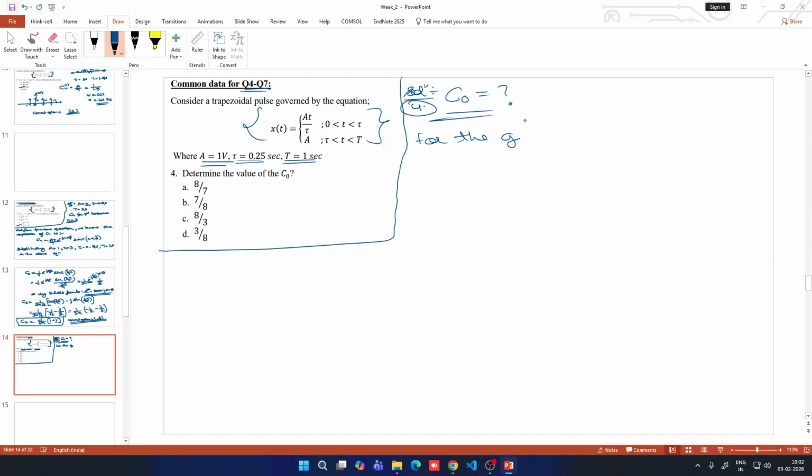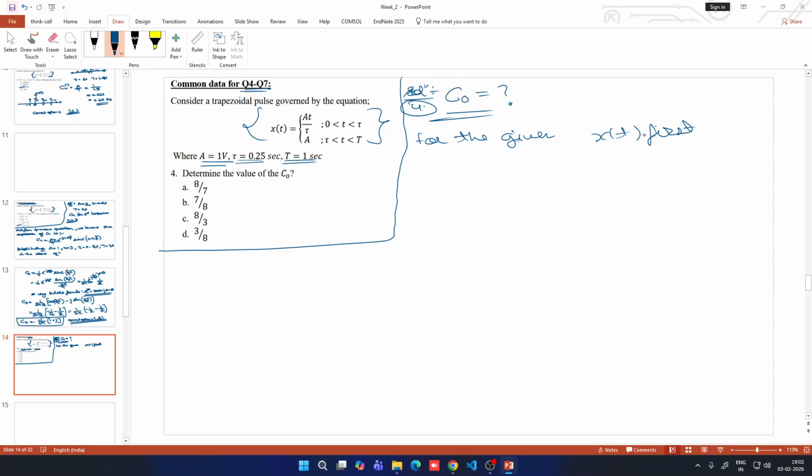Now what we have to do for the given x of t, first let us plot the periodic signal. You guys also try to plot it. If you have any doubt in this, I am also plotting along with you, so we will see.